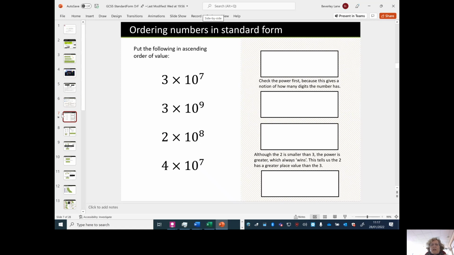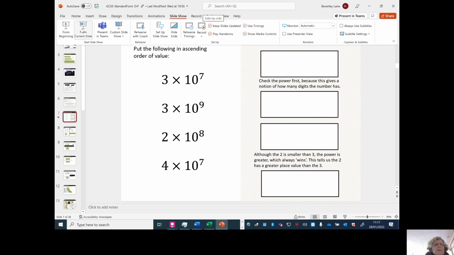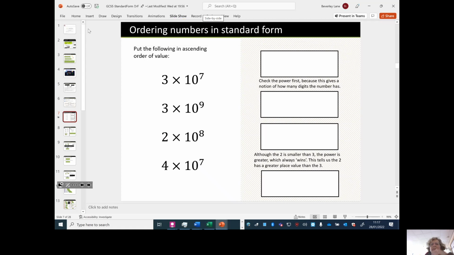On the next screen, we've got some numbers which we're going to put in ascending order. So we're going to look at these numbers and work out which one's the smallest and then work our way up to the biggest. If we want to see which one's the smallest, first of all, actually, let me just make this into a slideshow because it's more fun. Hopefully it'll become a slideshow.